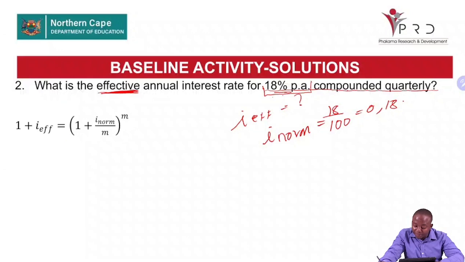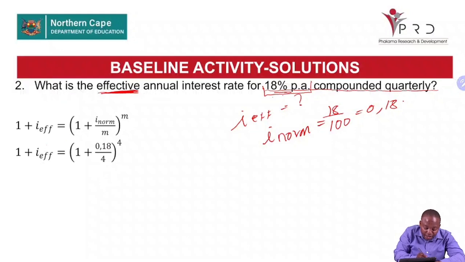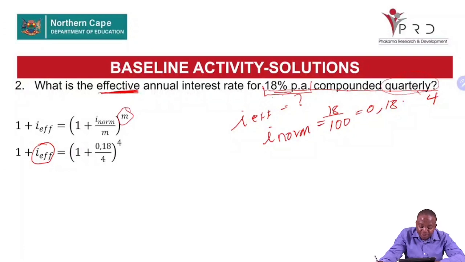So we quote the formula down, and we substitute into the formula those missing values. I effective does not have a value as we are looking for it, so we substitute it as unknown. It is equal to open bracket 1 plus our nominal interest rate 0,18 all over the compounding period. Our compounding period in this case was quarterly, so quarterly means we divide by 4. We divide the I by 4, and we have our M, which is the compounding period, quarterly. So our compounding period there is also 4.